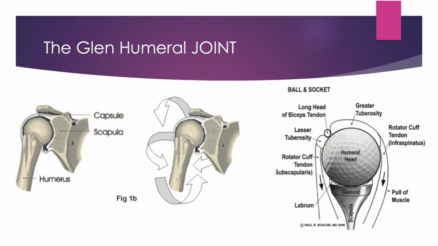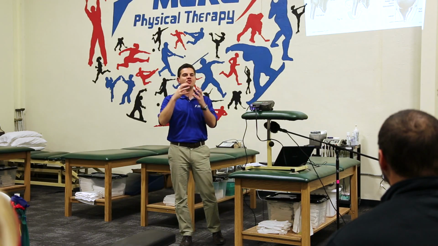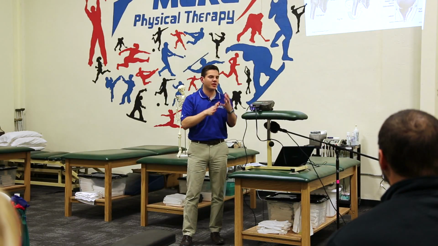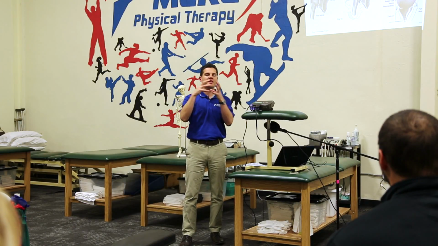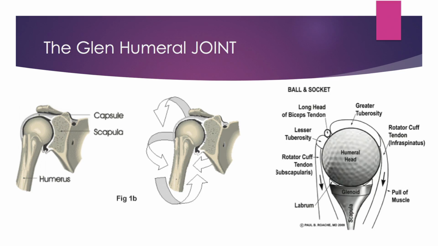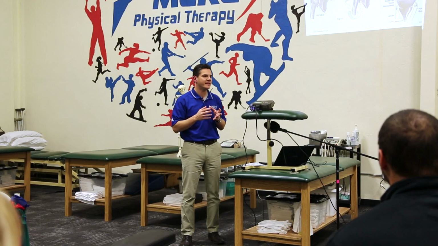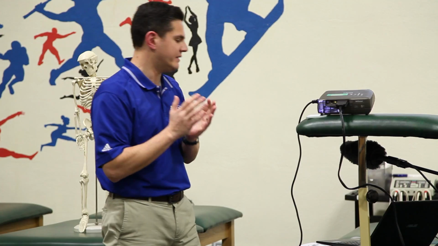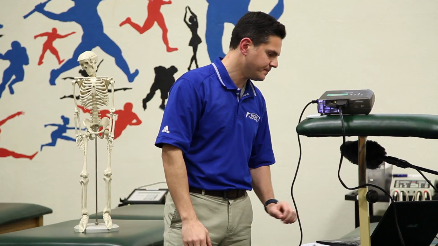The way that it actually works is more like a golf ball on a tee. So the ball is much bigger than the actual cup that it sits in. And it makes it very unstable, and a lot of different things need to work together in order to keep that ball on the tee. So seeing that illustration there makes you appreciate a little bit more why there are so many types of injuries that can happen to the shoulder when that balance isn't really there 100%.